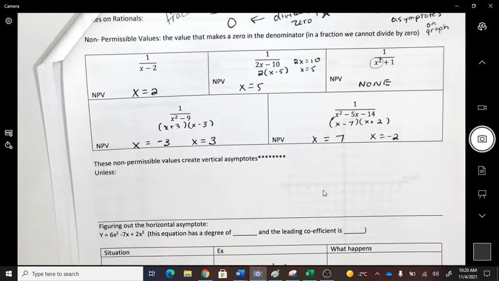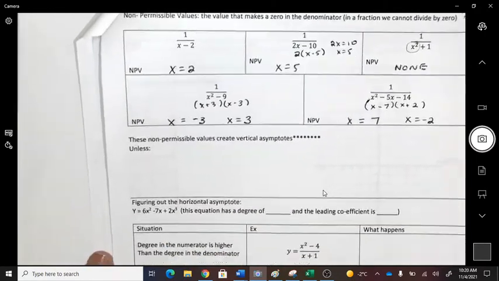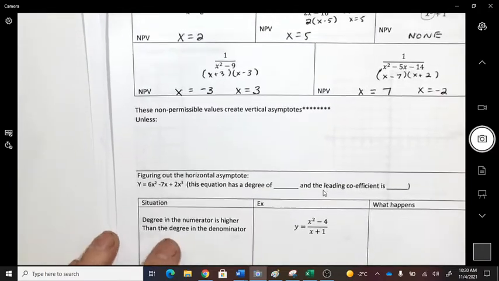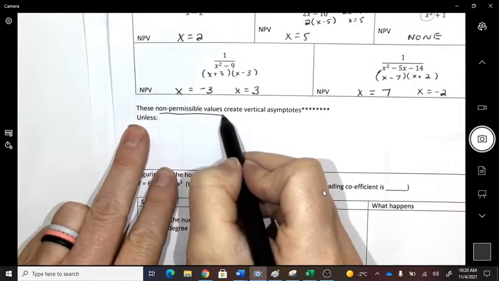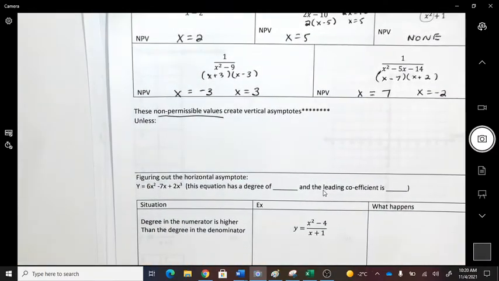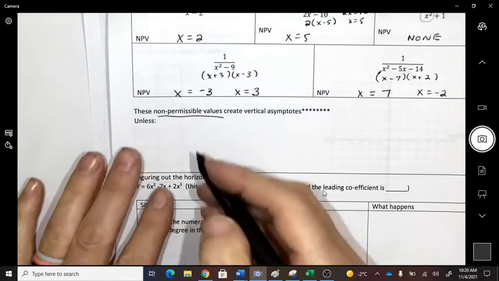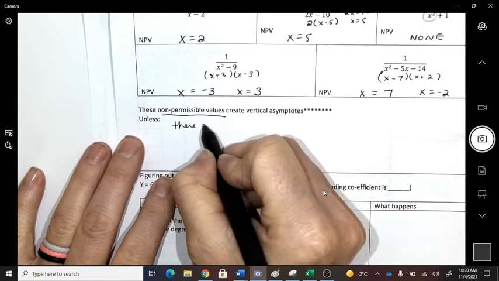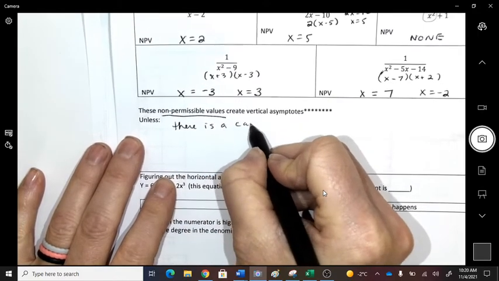Okay, so when we have a non-permitted value, they make asymptotes unless there is a cancellation.